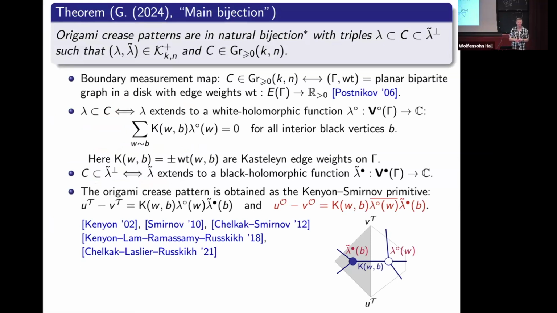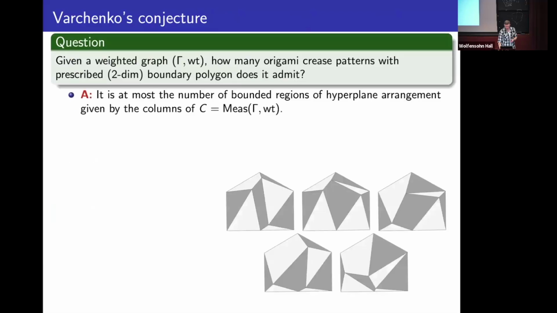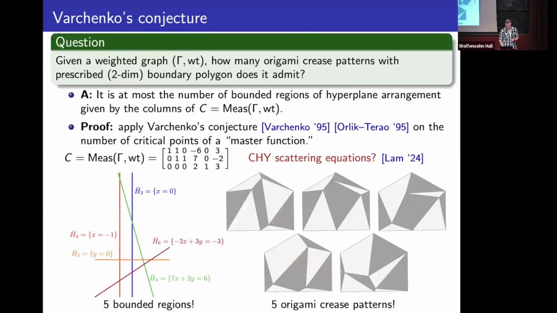So when is the number of origami crease patterns equal to the number of boundary regions? No. So the question is, when is this an equality? And I don't know in general. For this to be an equality, you have to guarantee that the solution belongs to this positive kinematic space. I was trying to find any conditions, but I couldn't.